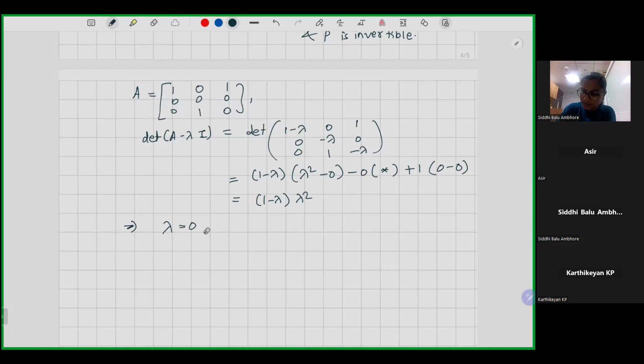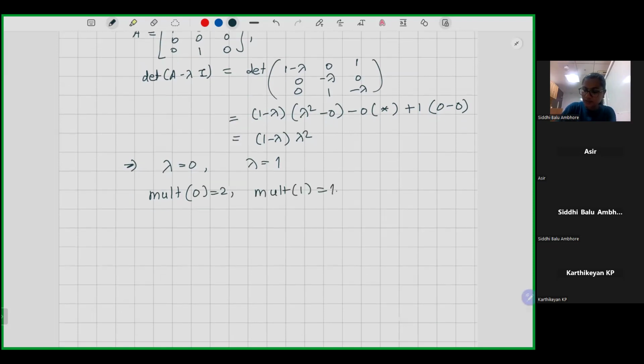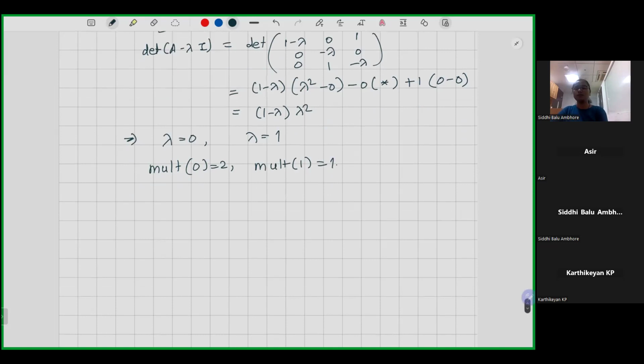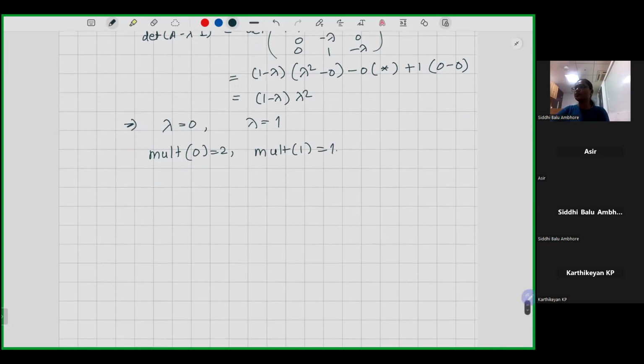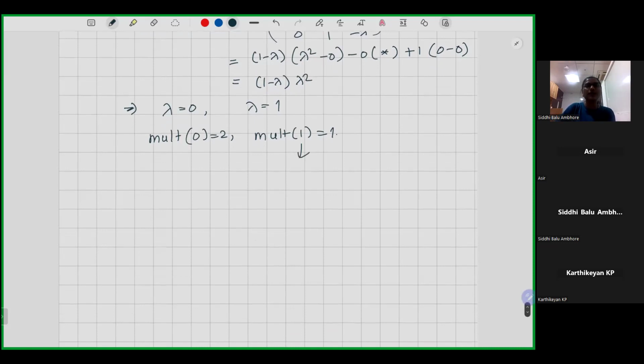But 0 has multiplicity two. Lambda equal to 0 and lambda equal to 1. The multiplicity of 0 is 2 and the multiplicity of 1 is 1. Okay, so let us try to find the eigenspace corresponding to lambda equal to 0, since it has multiplicity 2. Because for 1, we will anyway get at least one eigenvector, because that's why it is an eigenvalue. Multiplicity 1 will always give us one eigenvector. So for higher multiplicities, we have to check.